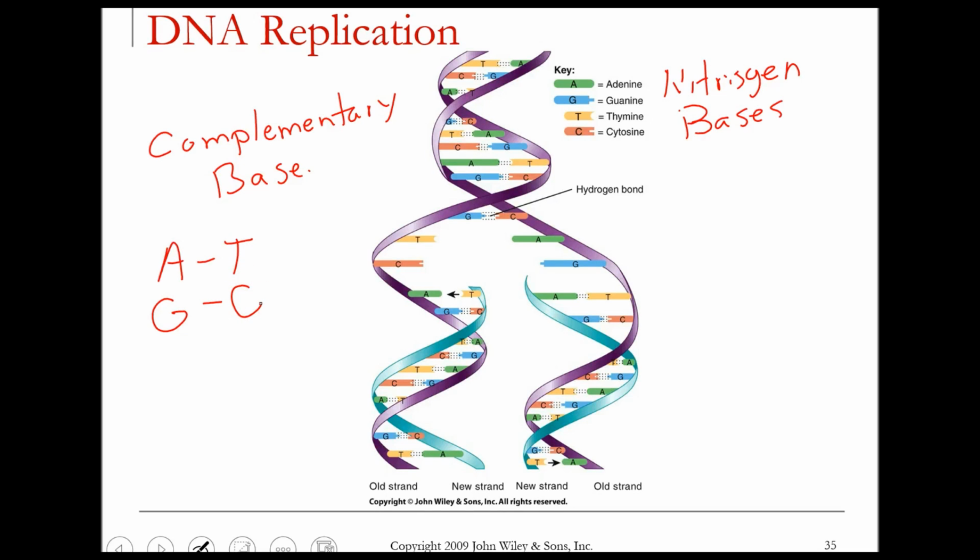So during DNA replication, the 2 strands of DNA separate and the complementary base pairs are added in, therefore creating 2 new double-stranded DNA molecules, each of which are made out of one of the old strands and one of the new strands.